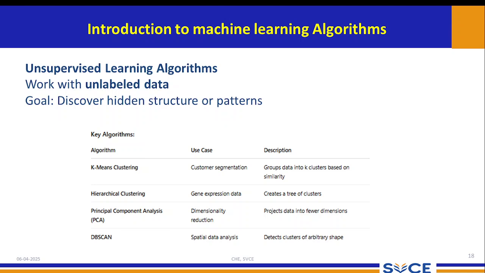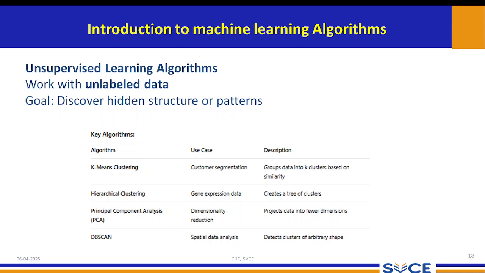Hierarchical clustering. Principal component analysis is nothing but dimensionality reduction, which we have already discussed in units 1 and 2. Principal component analysis tries to reduce the number of variables. DBSCAN is for spatial data analysis. So these are the different types of algorithms which can be used for unsupervised learning models.